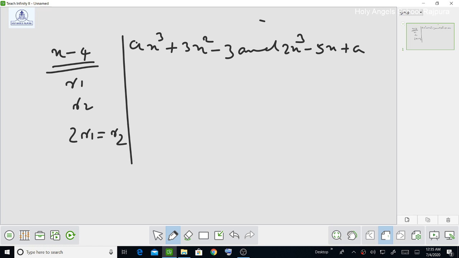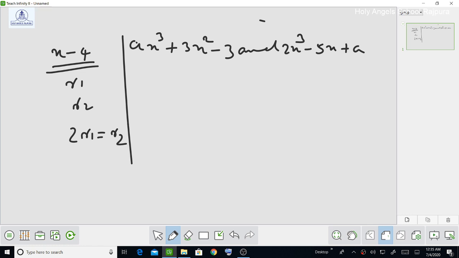The question is, two polynomials are given, ax cube plus 3x square minus 3 and 2x cube minus 5x plus a. Both are divided by x minus 4. In both the cases, we are getting remainders. First remainder is r1 and the second one is r2. And the relation between r1 and r2 is given. Twice of r1 is equal to r2. Now, you have to find the value of a.